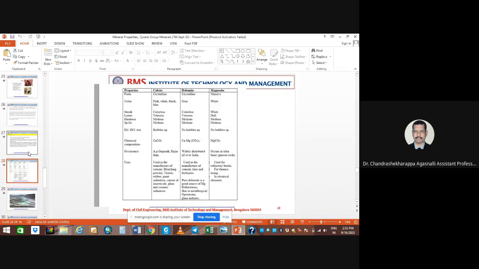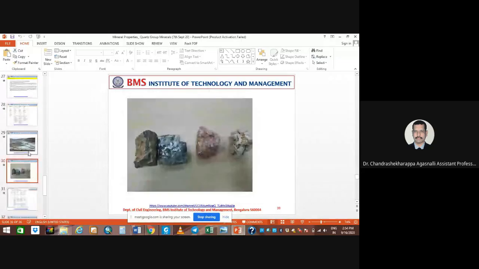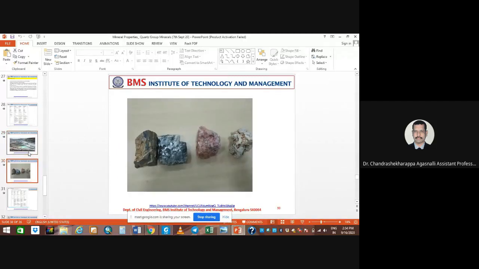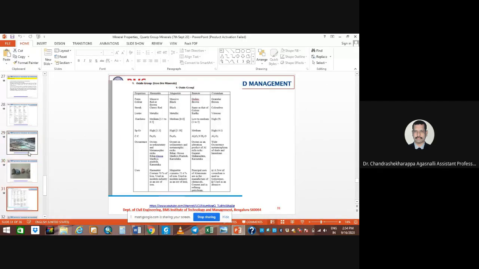We discussed the carbonate group of minerals: calcite, dolomite, and magnesite. All three are generally used in the manufacturing of cement, and magnesite is also used for refractory bricks for furnace lining and for electrical elements. This is the limestone mine, and this is dolomite, calcite, and magnesite.